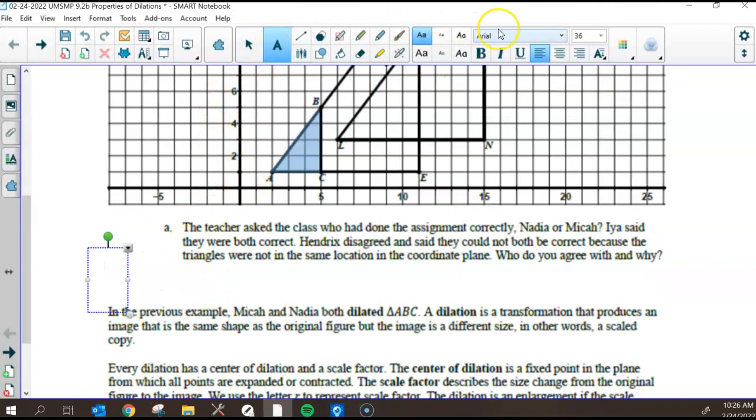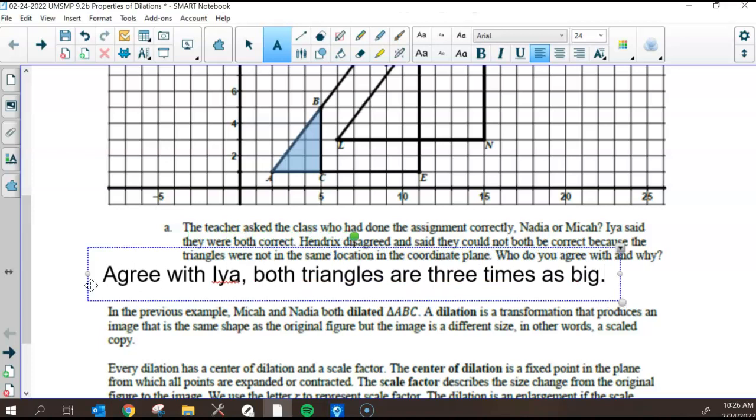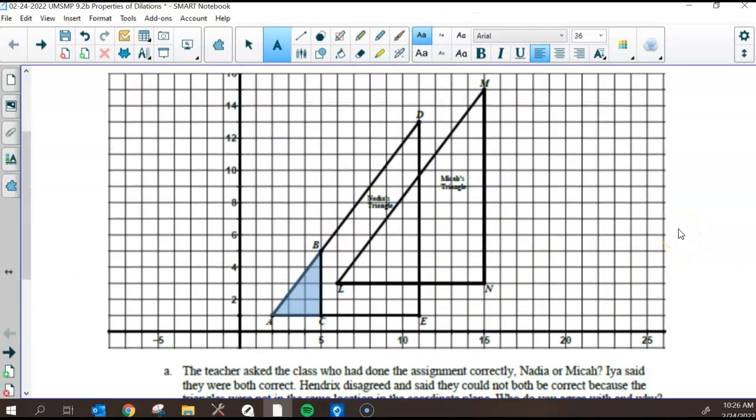So we are going to just type the response that we agree with Aya. Both triangles are 3 times as big. Before we discuss much further, how do you know that each triangle is 3 times as big? What did you do to kind of compare and make sure that it actually met those qualifications? What did you do, Daxton? Okay.